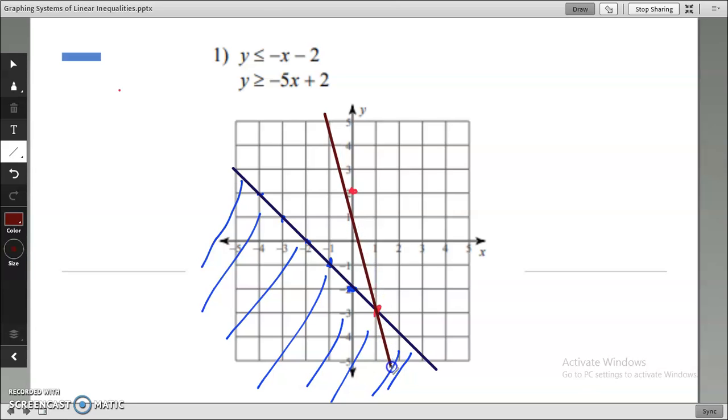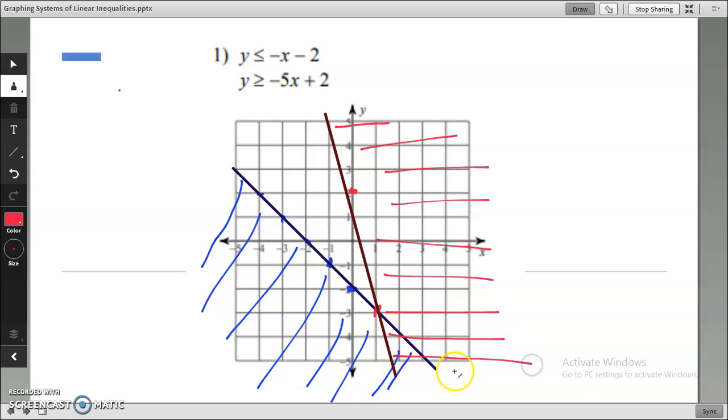Okay, so there is my line there, and this time it is greater than, so everything above the line. And as you can see from our graph, there's not much overlap, but this is the place that it overlaps. So this is actually my solution set right here.